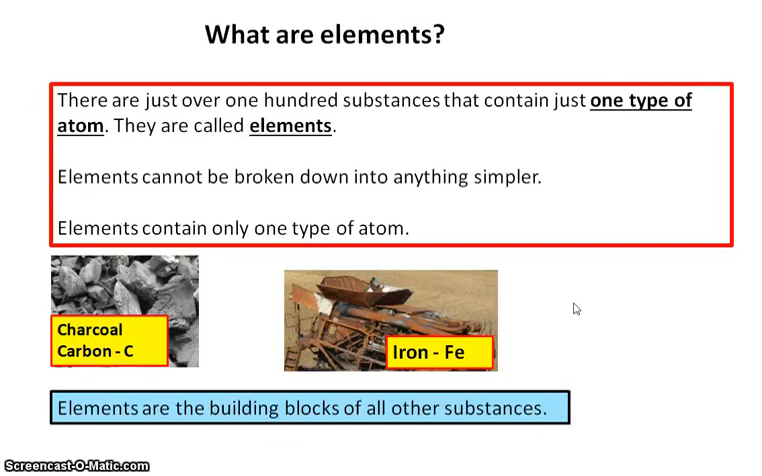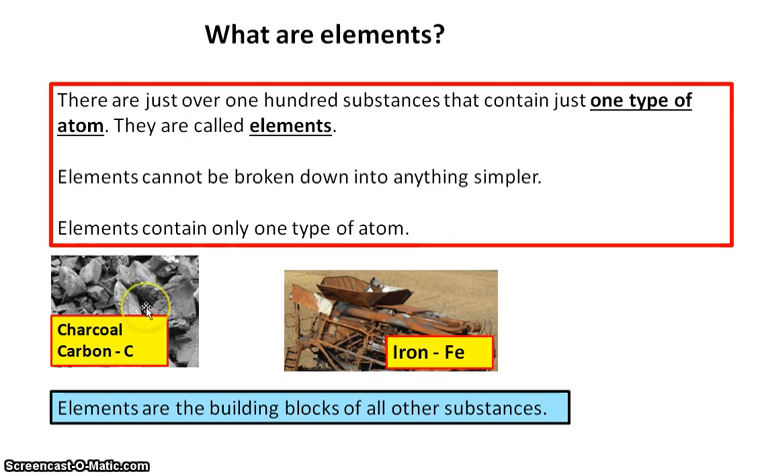What are elements? There are just over 100 substances that contain just one type of atom. They are called elements. So if you look around us, there are just over 100 elements, substances that are made from pure elements. That means they don't contain anything else. You can look at your periodic table to see the examples of these known elements so far. So you cannot break elements down into anything simpler. Elements contain only one type of atom, and elements are the building blocks of other substances.